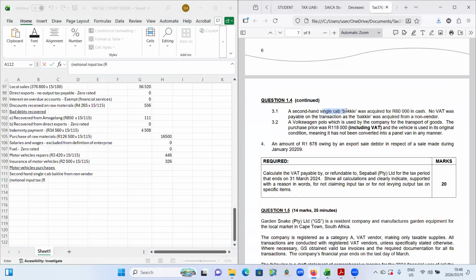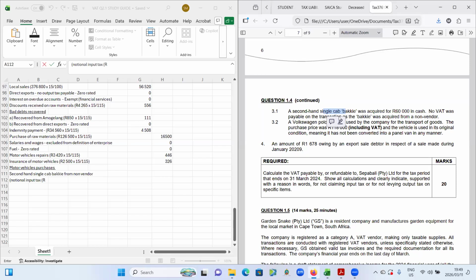But if it was a double cab, yes, that's when you would say it's a motor car. Remember, a motor car is designed to carry passengers, 2 passengers and above, but not more than 16. So a single cab will only carry 1 passenger, unless you force it, and then the traffic cops will stop you.